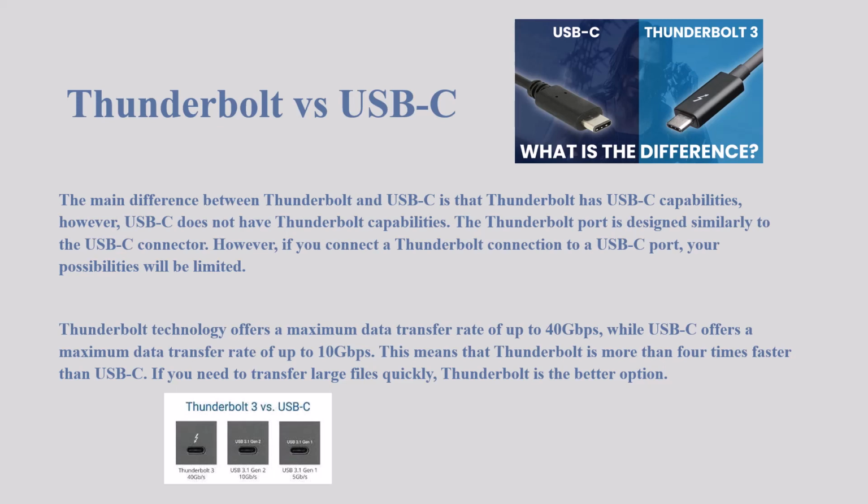Thunderbolt technology offers a maximum data transfer rate of up to 40 gigabits per second, while USB-C offers a maximum data transfer rate of up to 10 gigabits per second. This means that the Thunderbolt is more than 4 times faster than USB-C. If you need to transfer large files quickly, Thunderbolt is the better option.